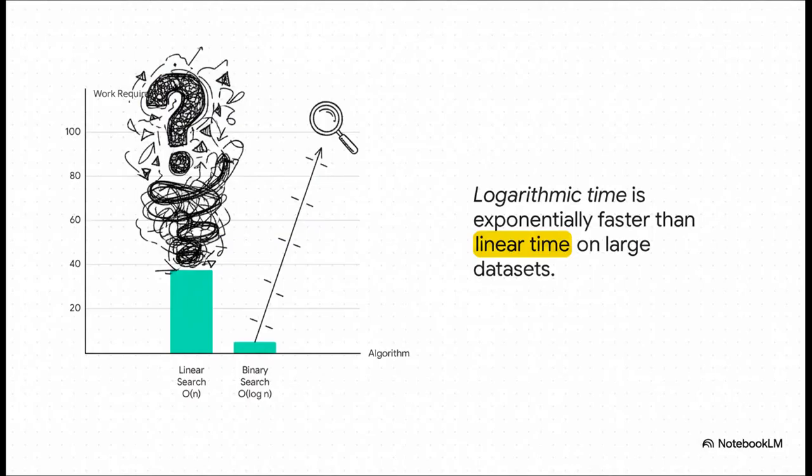That's it. I mean, this picture says it all, doesn't it? As your data grows, the work for a linear one-by-one search just skyrockets. But the work for binary search barely even moves. The gap between them isn't just an improvement, it's the difference between something being possible and being completely impossible.